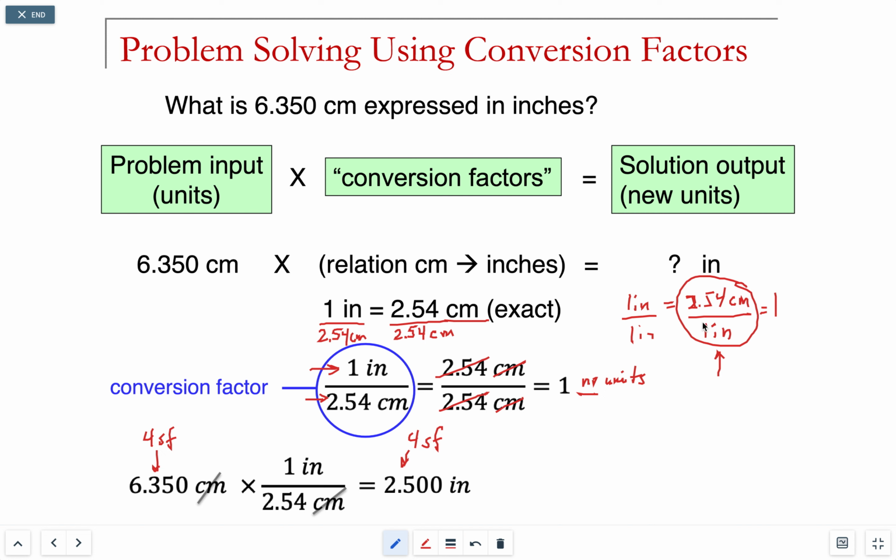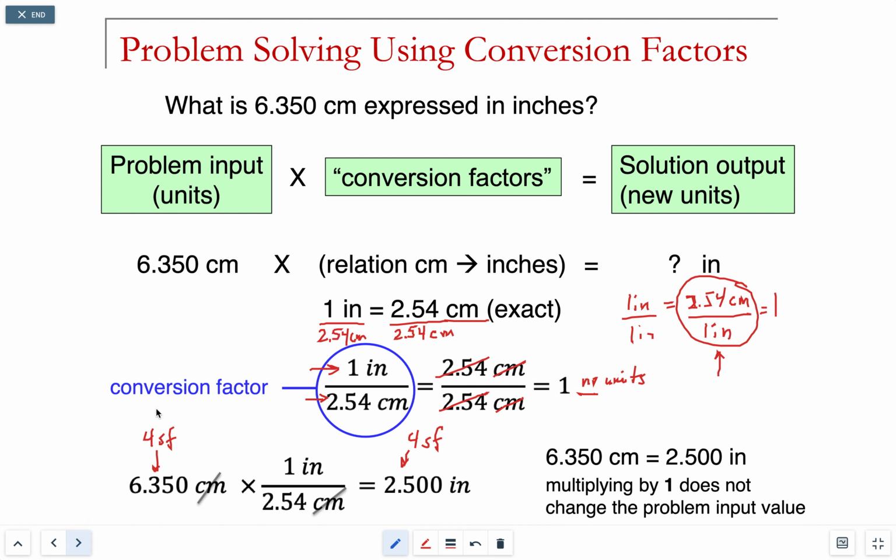So the point of this system is that focusing on the units allows you to construct a path to solve from a point that you're given to a point that you're trying to get to by constructing conversion factors and canceling units that'll get you to that point. And then finally, we end up with this result.